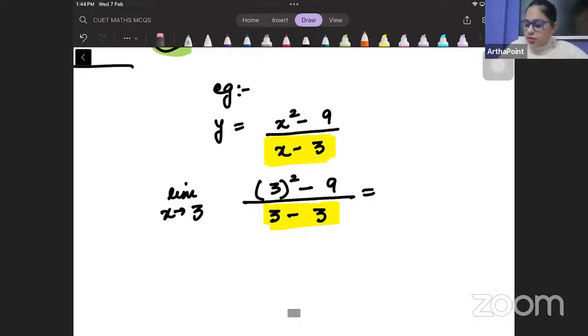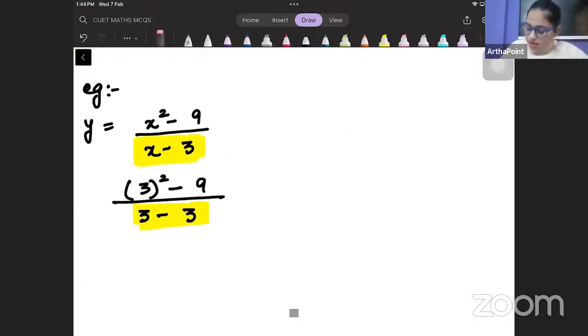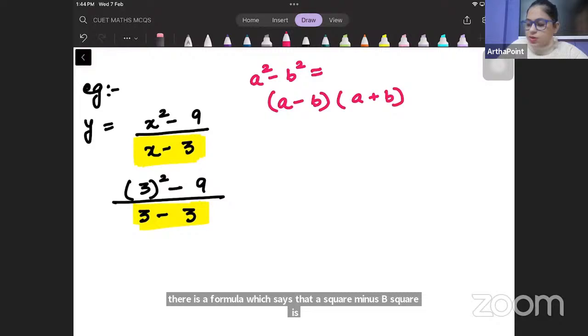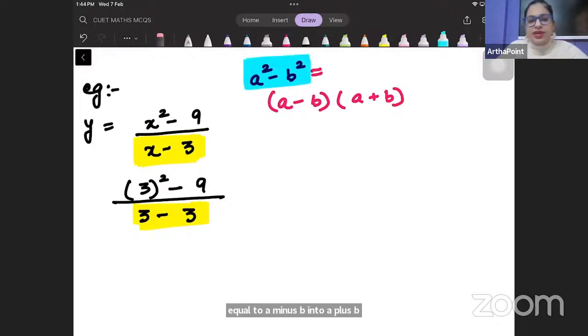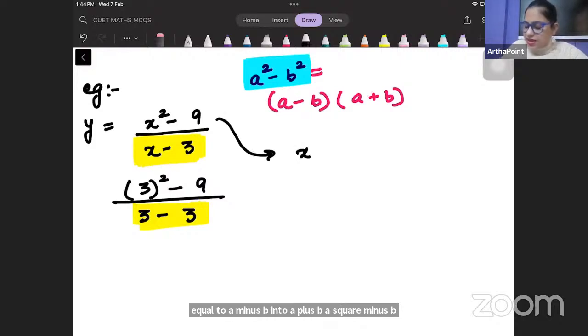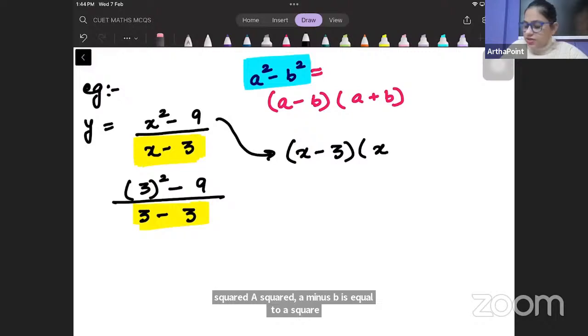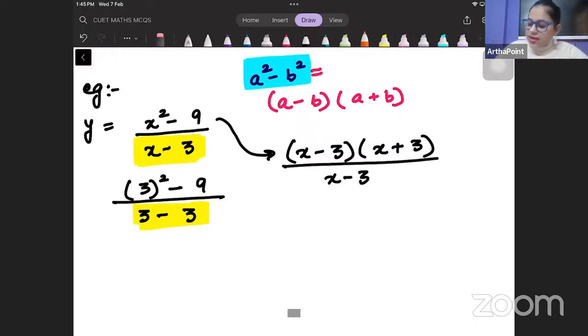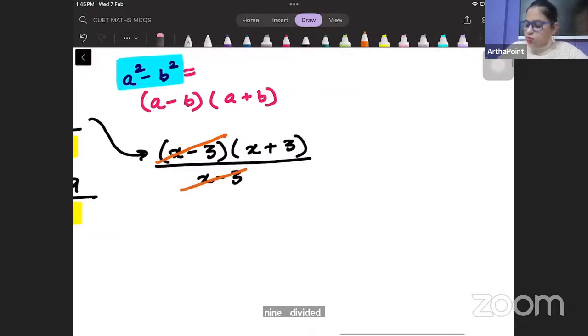But I know that there is a formula which says that a square minus b square is equal to a minus b into a plus b. ये a square minus b square का formula है, right बेटा? a minus b into a plus b. So on that basis, I can write this as x minus 3 into x plus 3. तो x square minus 9 आ जाएगा, divided by x minus 3. And clearly I can cancel this out. And बच्चे, what will I get? I will get the answer as x plus 3.